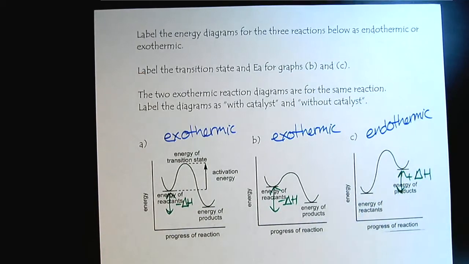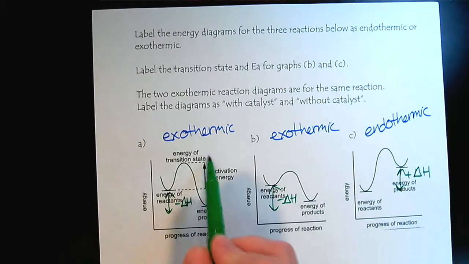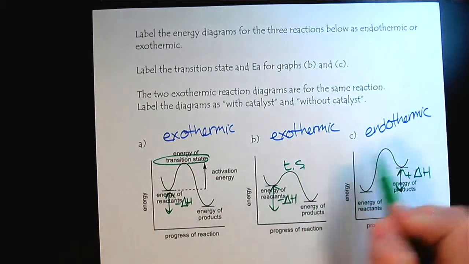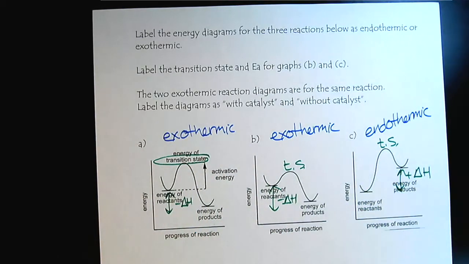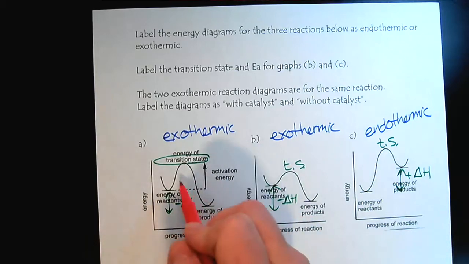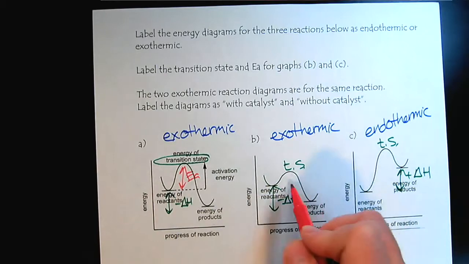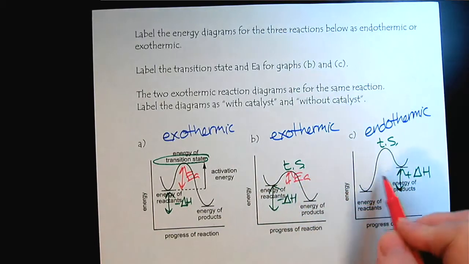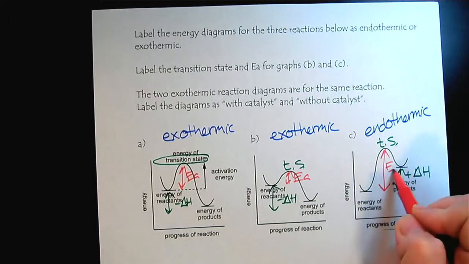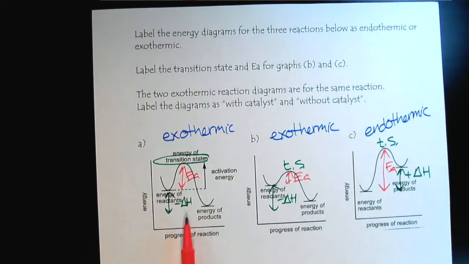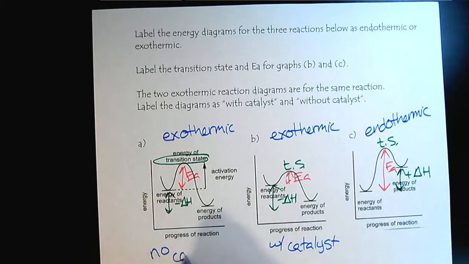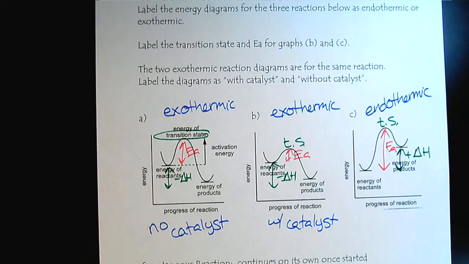Okay, and then the transition state's been labeled for us here. We'll just go ahead and label there. Okay, and then this activation energy has also been labeled for us. We'll go ahead and label it here for the other two. Okay, and then if we look at the two exothermic reactions, it's very obvious that the smaller activation energy has the catalyst and the larger has no catalyst. Okay, now so that concludes the review.